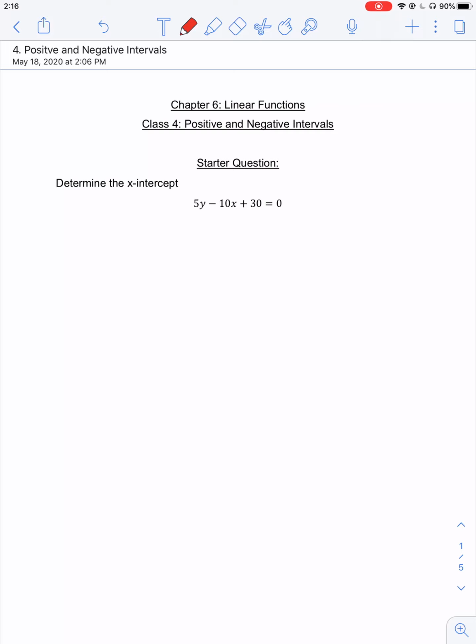So determine the x-intercept. Okay, so this might confuse some of you because usually the function is always written in this form: y equals mx plus b. And then you can solve for your x-intercept. Remember, x-intercept means that your y value has to equal 0. Okay, that's what x-intercept means. So x-intercept means y has to be 0.